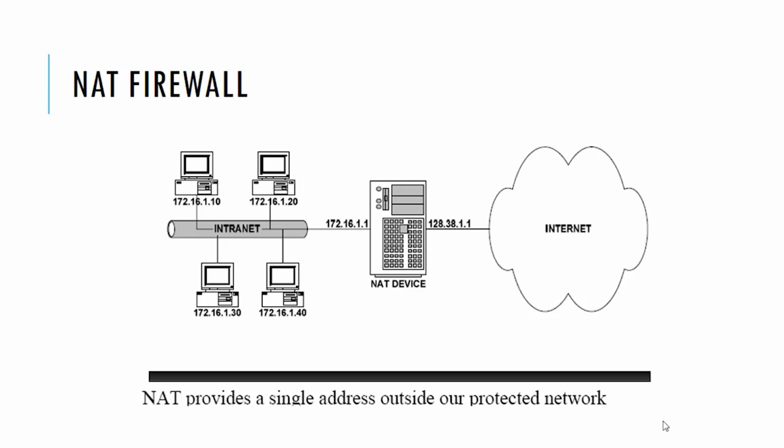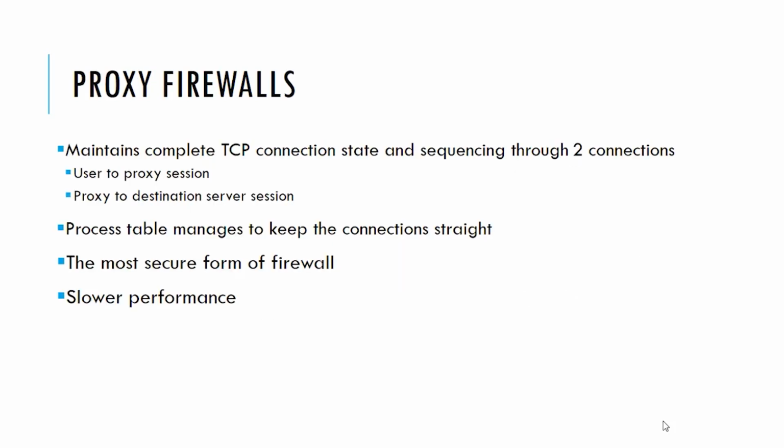This NAT device acts as a firewall. It provides a single address outside our protected network, so it protects your internal network from any direct communication that could be malicious. The NAT device can contain a firewall with certain rules to allow some types of communication and to ban and reject other types of communication with your internal machines. This is the other type of firewall. So we have packet filtering firewalls, NAT firewalls, and we have the third type, which is proxy firewalls.